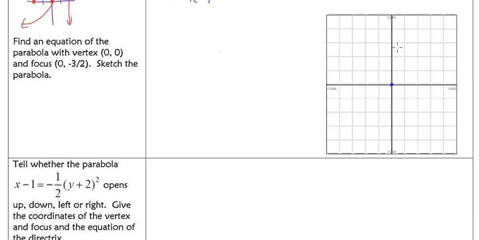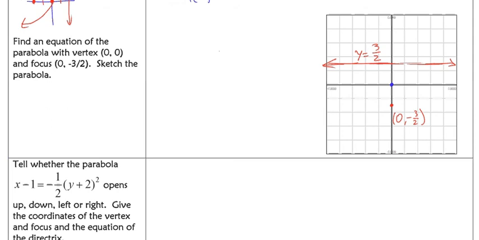0, 0 there. Our focus is at 0, negative 3/2, so down 1 and a half right there, and we can label that: that's going to be 0, negative 3/2. That's our focus. Our directrix is going to be that equal amount up into the positive y value, so 1.5 right here. That's y equals positive 3/2. There's our directrix. And so our p-value is negative 3/2.